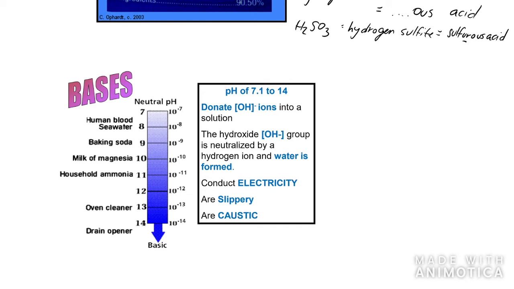So these guys donate hydroxide groups into the solution. This can be neutralized by adding a hydrogen ion. And when you do that, like I said, you get water. If you take hydrogen and you add a hydroxide group, you get water, and it becomes neutral. These guys, again, conduct electricity. Remember, the key for that is if there's ions, it will conduct electricity. These are slippery and are caustic.